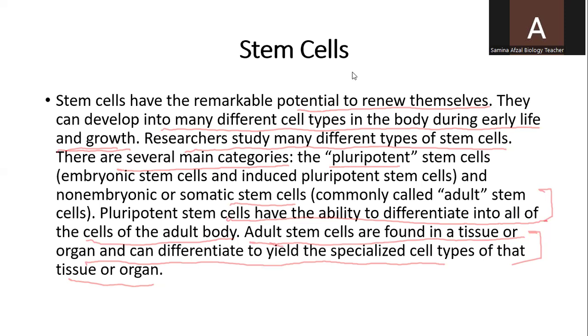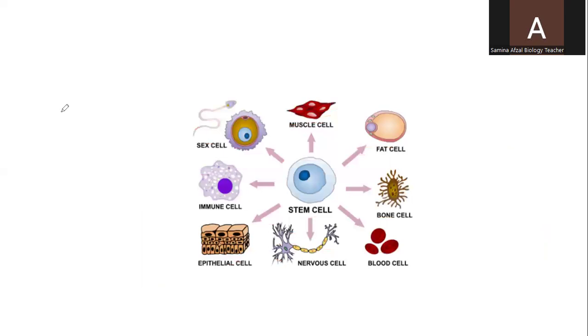In the next slide, I would like to show you the stem cells which can reproduce into many other different types of cells, as one stem cell can become a muscle cell, sex cells, immune cells, epithelial cells, nervous cells, blood cells, bone cells and fat cells. So in this way, one stem cell can be differentiated into many other types of cells. So stem cells are very important.